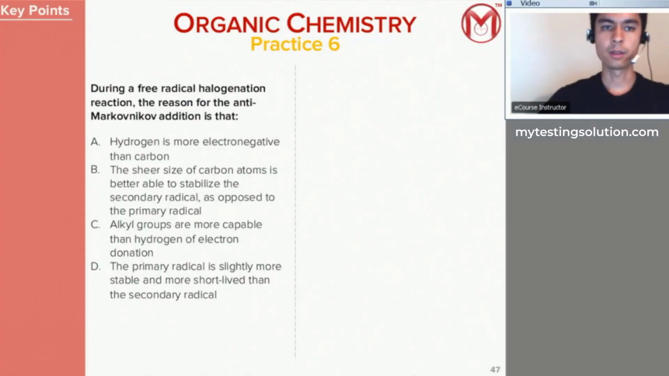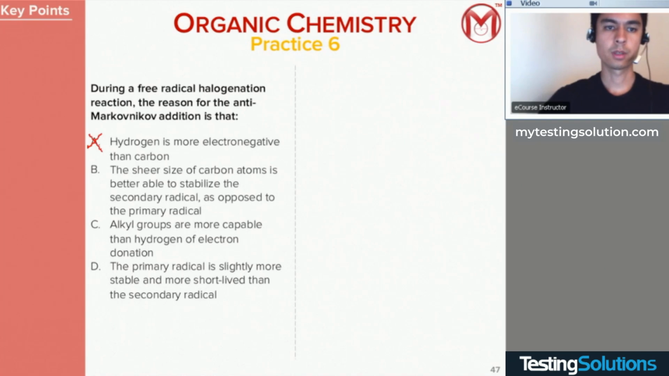Let's try out this problem. During free radical halogenation, the reason for the anti-Markovnikov addition is that A, hydrogen is more electronegative than carbon. That's not true. Hydrogen is way over on the left. Hydrogen is more electropositive, so we can get rid of that one.